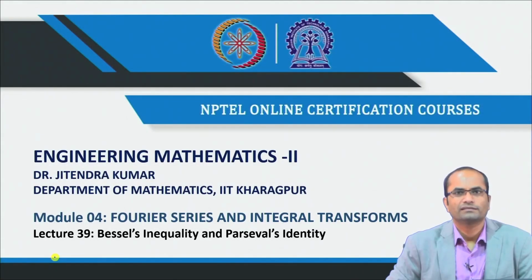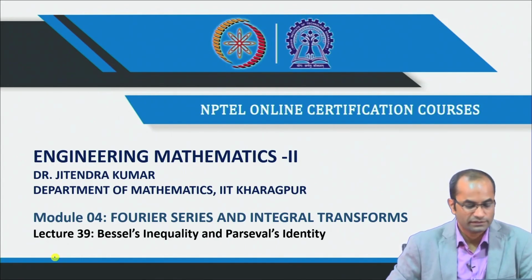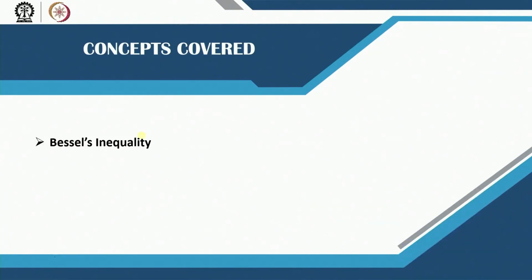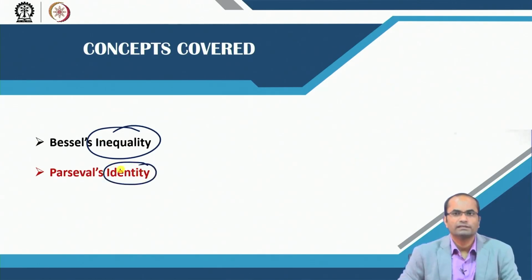So, welcome back. This is lecture number 39 on Bessel's inequality and Parseval's identity. We will be talking about Bessel's inequality and the other result, which turned out to be an identity, Parseval's identity, and some of their applications will be discussed in this lecture.